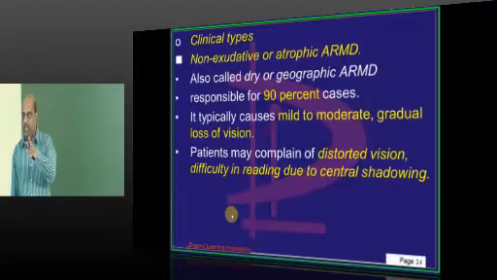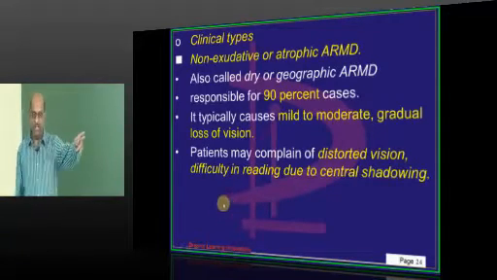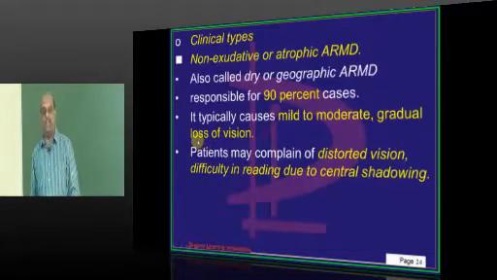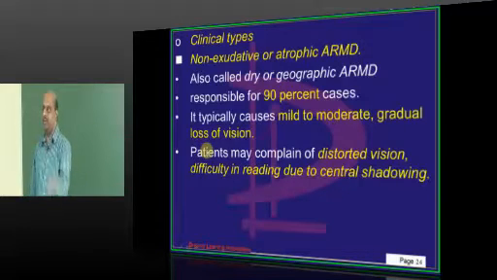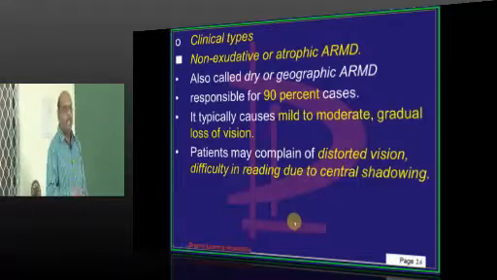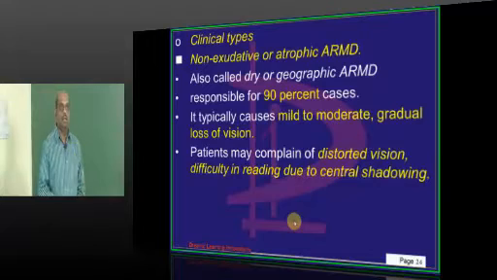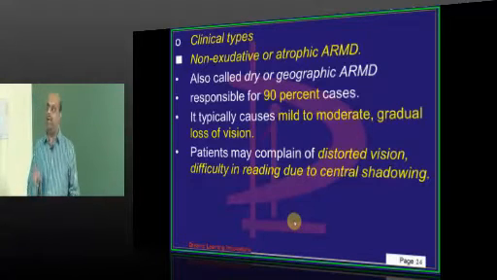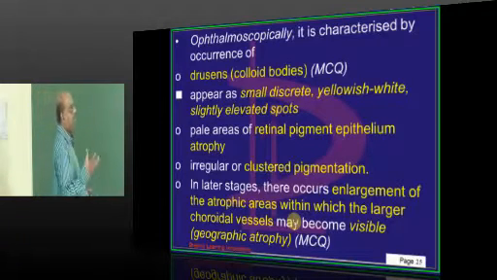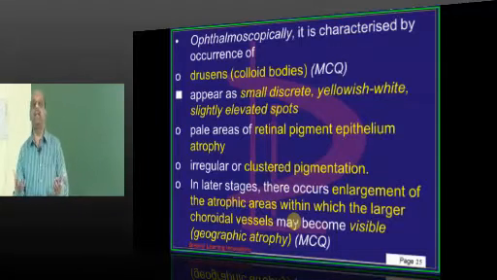Why is this important? One of the short answer questions in the exam is sudden loss of vision. Painful, painless. You must know, it used to be a favorite question in university, no? That is also a favorite question for entrance exams. So patients will have distorted vision, difficulty in reading because of a central shadowing due to the macular degeneration. Now what is the ophthalmoscopic hallmark of age-related macular degeneration?